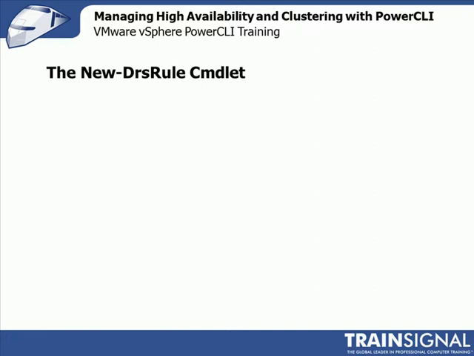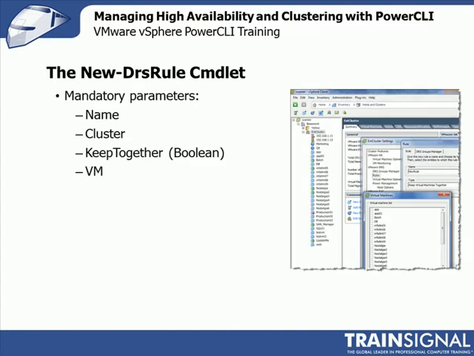Let's go into a little further detail about the New-DRSRule commandlet. For example, it's got several mandatory parameters. Those are going to be Name, Cluster, KeepTogether, and VM. Name is pretty straightforward, obviously. Cluster is going to be the cluster to which this new DRS rule is attached. KeepTogether is a Boolean, or a true-false value, and this is basically supplying the answer to the question, is this an affinity rule or an anti-affinity rule? The VM parameter will accept multiple virtual machine objects.